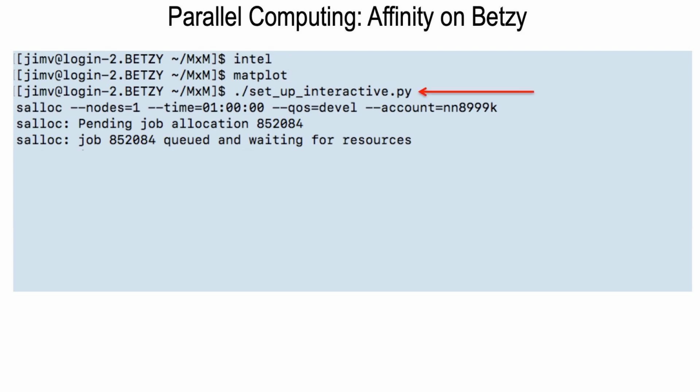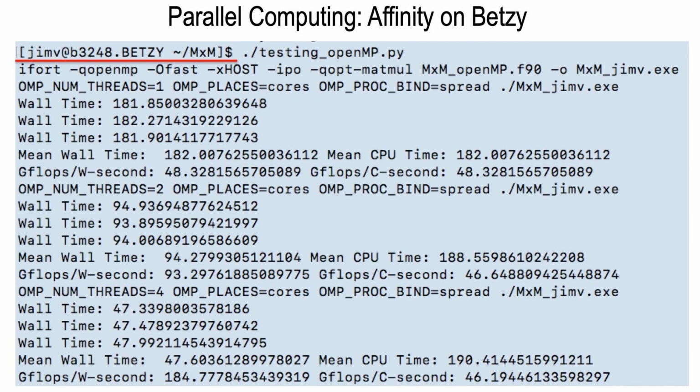We switch from the login node to a regular compute node using our setup Python script. Here, we'll ask for one node equipped with 128 cores to perform our OpenMP affinity tests. We'll also instruct our interactive job to wait in the development queue. After a short wait, we're directed to the B3248 node to conduct our multi-threading affinity testing.